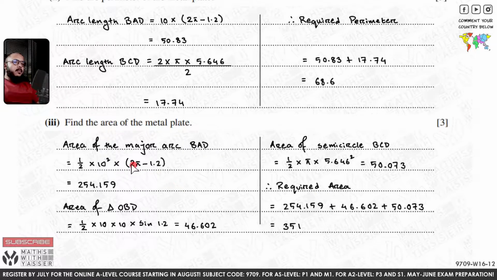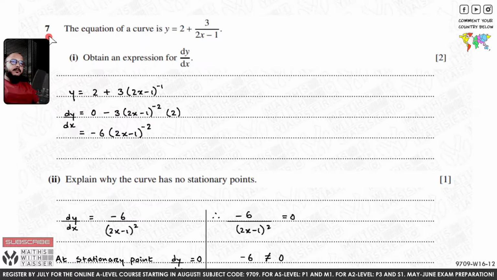Now let's sum all these three values, which will give us the area of the metal plate, and that is 351, correct to 3 significant figures.